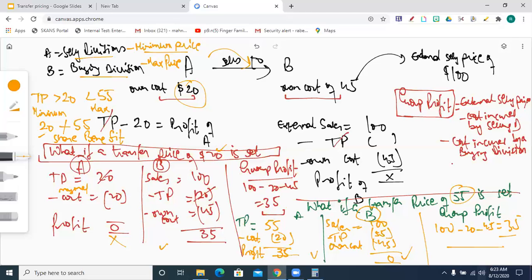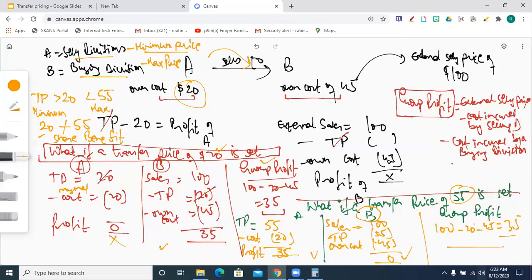So the transfer price should be such that there's goal congruence. At 20 there wasn't goal congruence. The group was getting the entire benefit from B, and A wasn't happy, so A won't be motivated to sell to B. If it was at 55, there was no goal congruence here either, because B's objective wasn't being met. Only the group objective was being met.